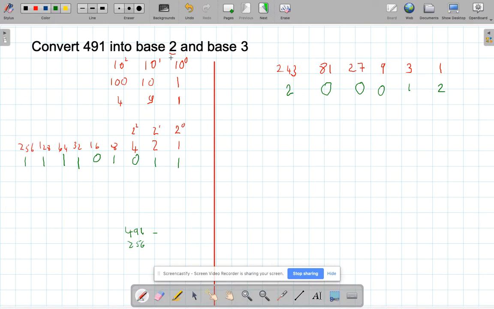Now this will work for any base at all. You can convert decimal numbers into any base. There's no limit. There's no numbers you cannot write in base 2. There's no numbers you cannot write in base 3.